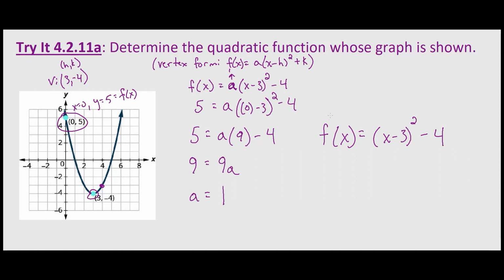And then if we're asked for standard form, we could go ahead and multiply through. But we're not asked to do that. We're just asked to determine the quadratic function. So f of x equals (x minus 3) squared minus 4.